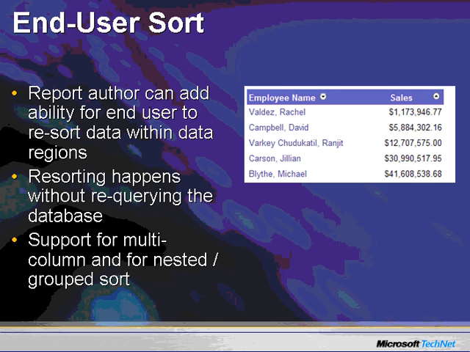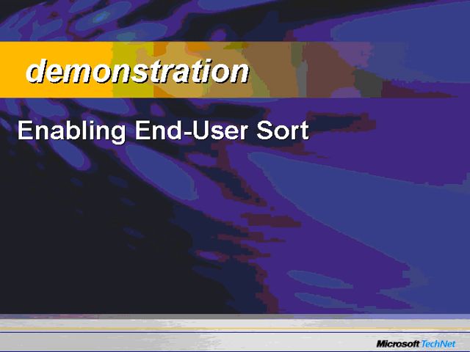We're not issuing database queries to do the sort. It's really resorting within the report execution itself. It also supports multi-column sort, so I can sort by multiple fields within the report, or I can do a nested or group sort, so I can sort details or sort by the values themselves. Let me go ahead and show you an example of that.